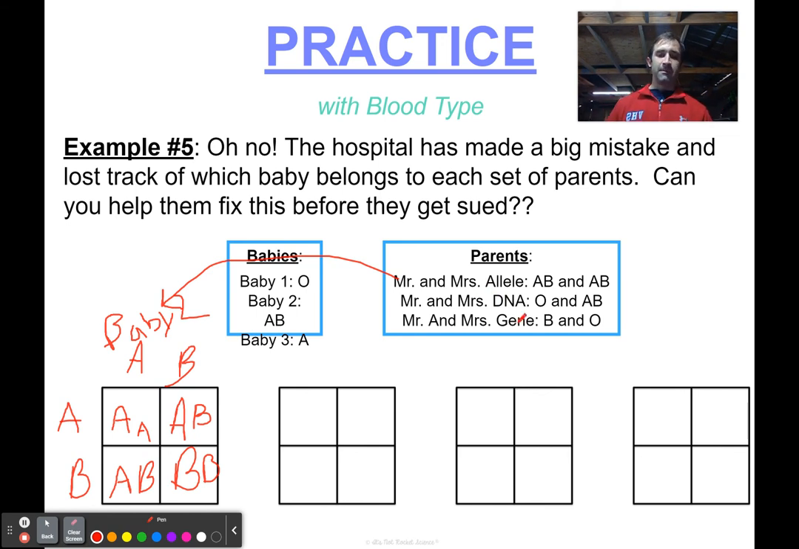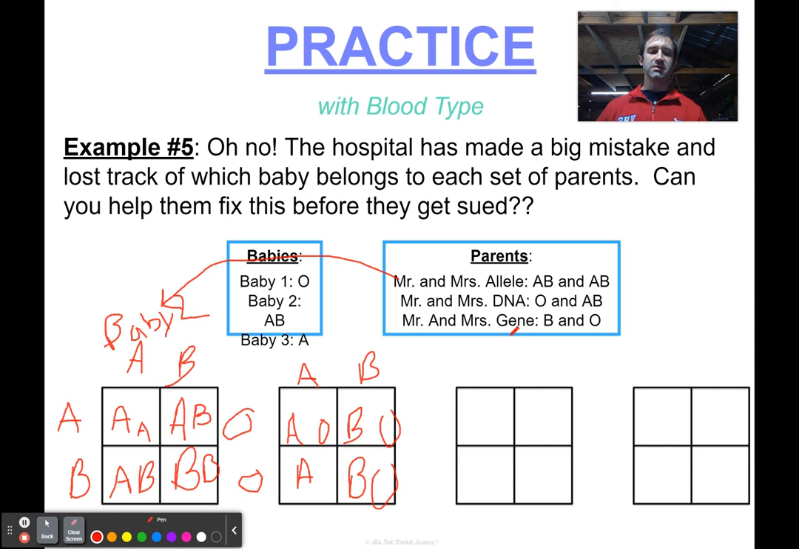All right. And then it says Mr. and Mrs. DNA, their blood types are O and AB. So just by doing this, guys, we know right now that this baby could be AO, BO, AO, BO.